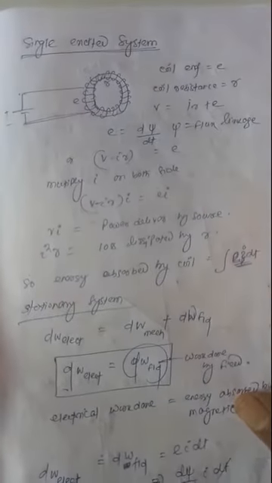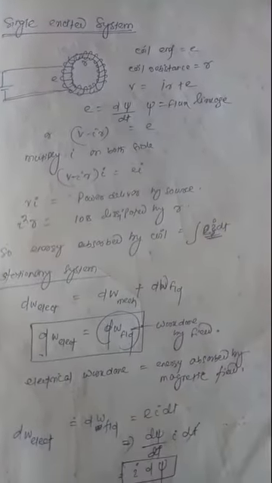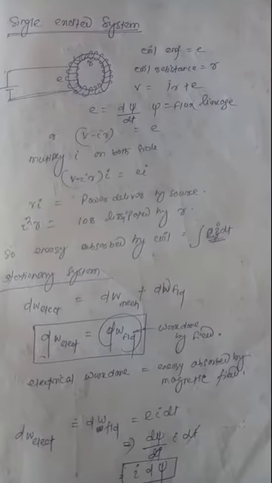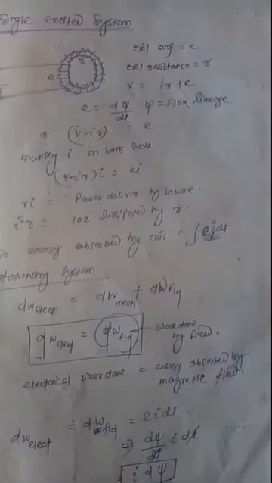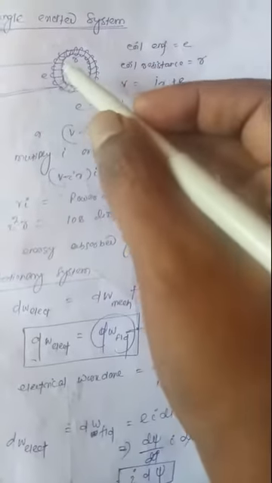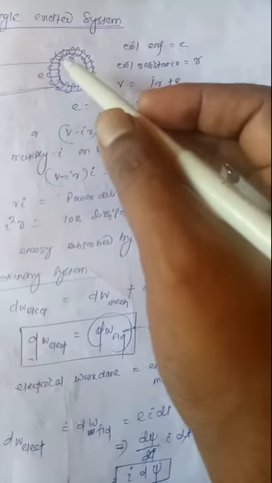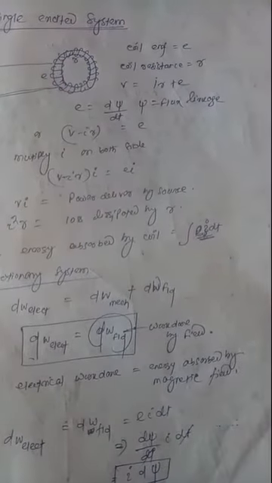Now come to a singly excited system. Just consider a toroidal core here, a ring shaped core, over which the turns are provided, a number of turns.